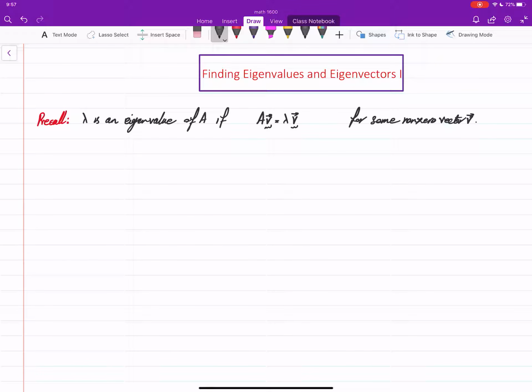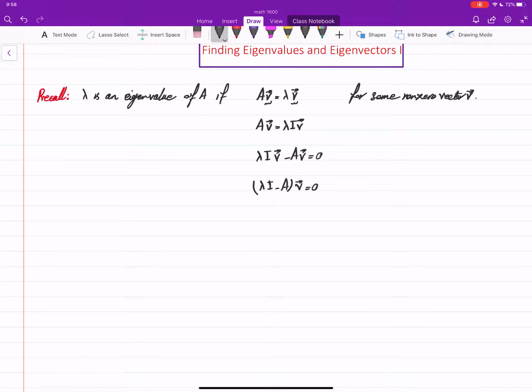So we can rewrite this as Av is equal to lambda times identity times v. And from there we can write lambda identity v minus Av is equal to 0. It means that (lambda identity minus A) times v is equal to 0. So this is a linear equation with the coefficient matrix lambda I minus A.